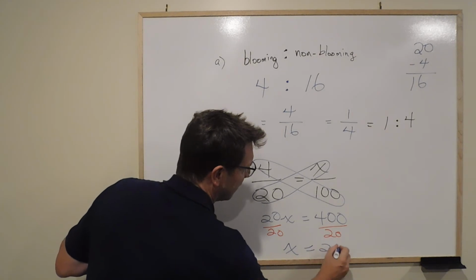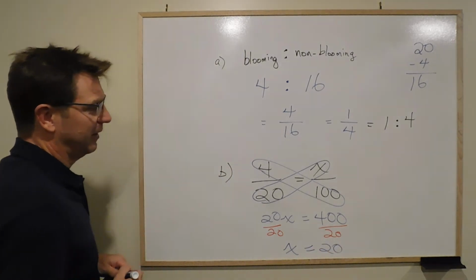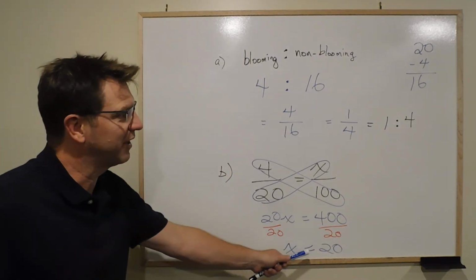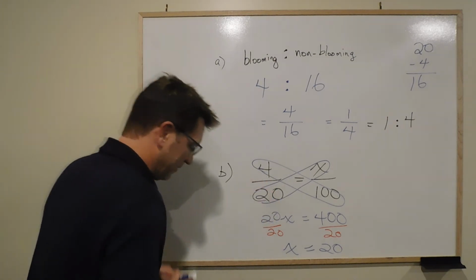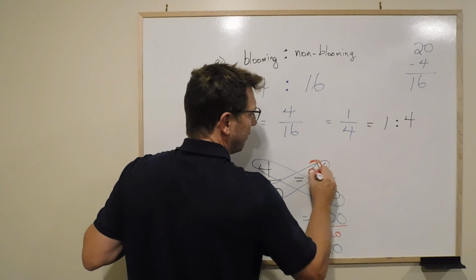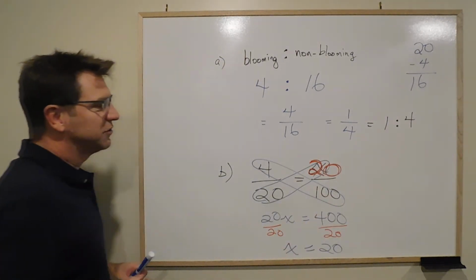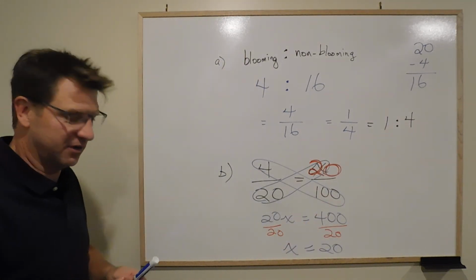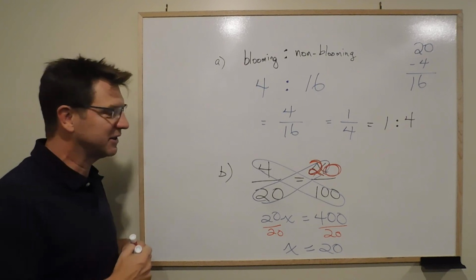400 divided by 20 is actually 20, right? So that's our percentage. That would be our x value that would go up top here. I'll put a big 20 over top. Okay, so that is 20 over 100, which is 20%.